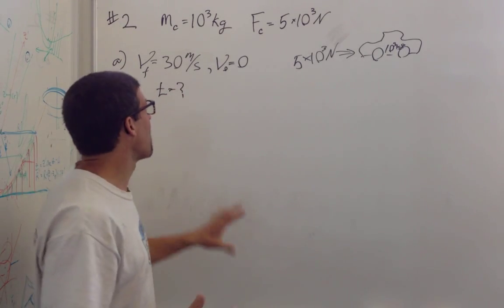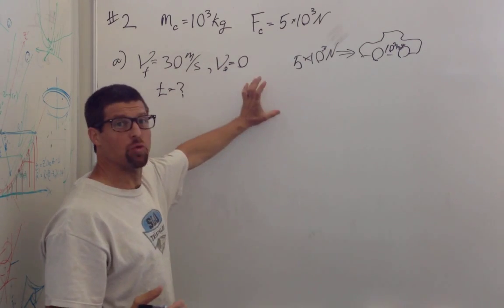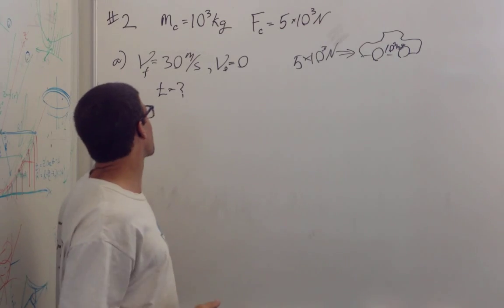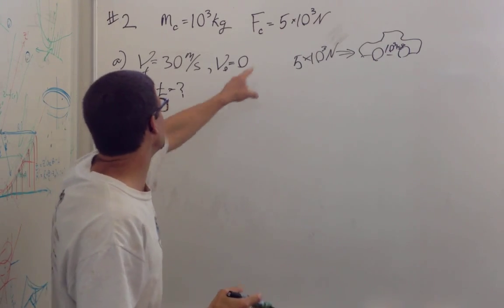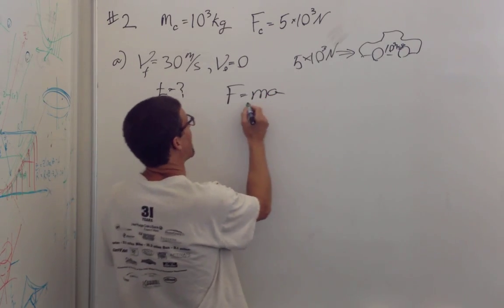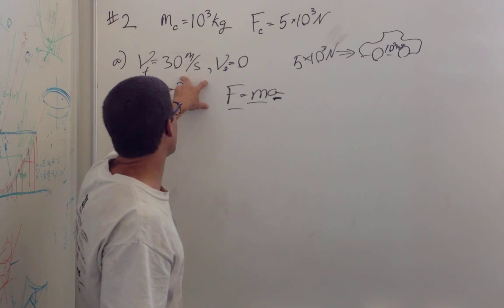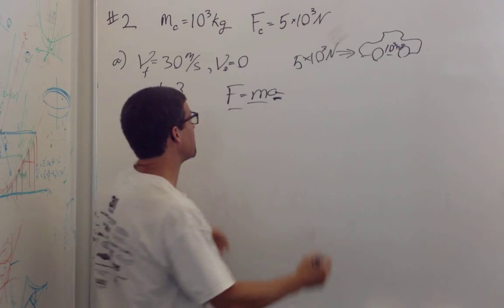Okay, so how do I do this problem? I've given no distances, so I can't use work. Energy is not going to work. But I can see straightforward that force equals mass times acceleration, and I have force and mass, so I can get the acceleration. And then I know the change in velocity, so I should be able to get time.